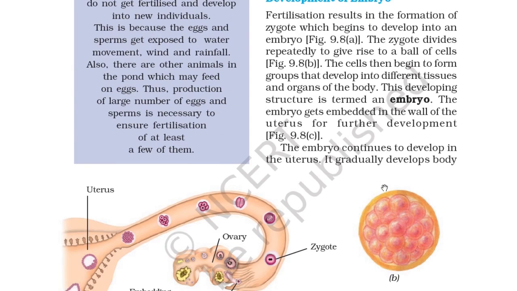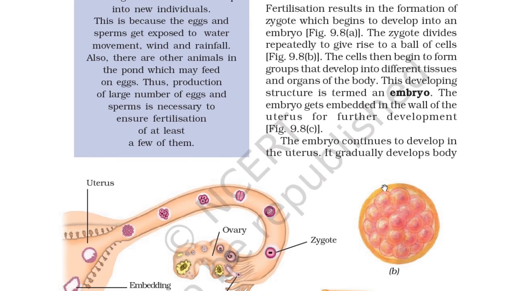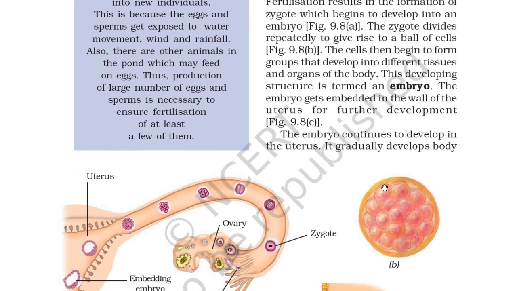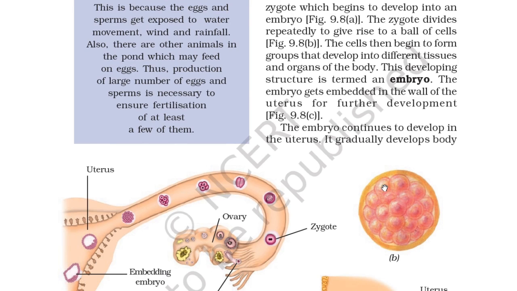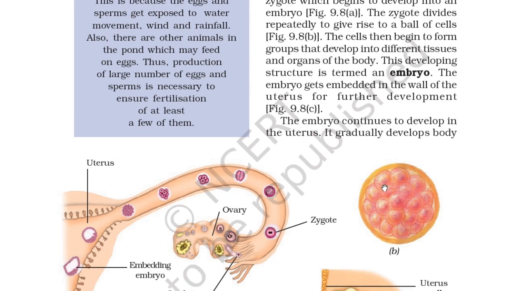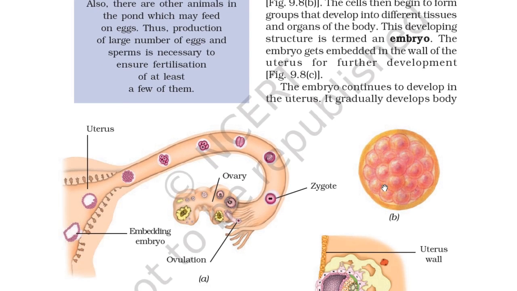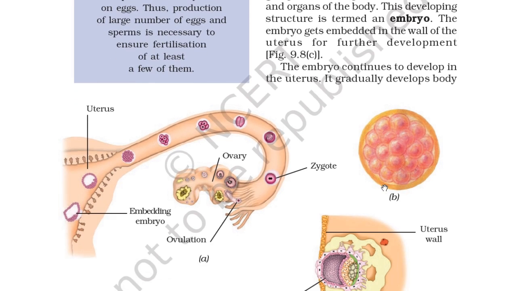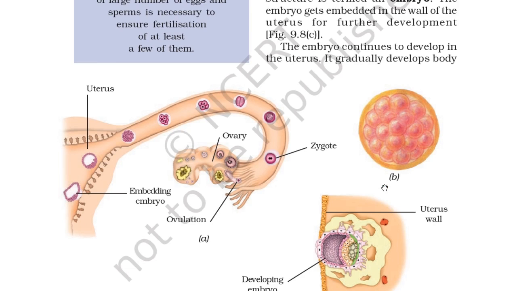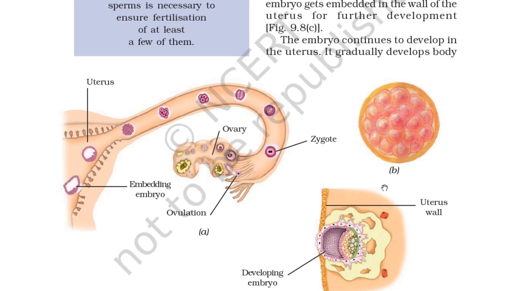So, you can see the picture of the embryo in figure 9.8 A. The zygote divides repeatedly to give rise to a ball of cells, as in figure 9.8 B. The cells then begin to form groups that develop into different tissues and organs of the body. The developing structure is termed an embryo. The embryo gets embedded in the wall of the uterus for further development, as in figure 9.8 C you can see.